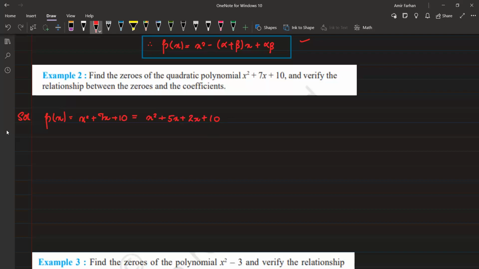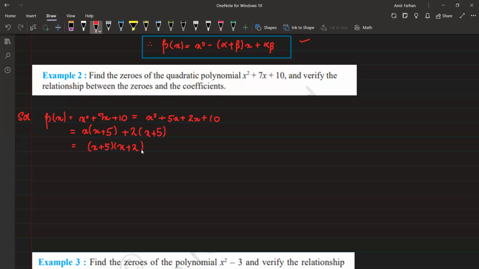So what you will do is make the pairs. In this pair, x can be taken common out, so x plus 5 is left. And here 2 will be taken common out. All the terms are positive, so positive 2 will be common here, so x plus 5. Clear? Yes, sir. Now you can see x plus 5 is common in both the terms, so we will take x plus 5 common. In the next bracket, x plus 2 will be left. Yes or no?